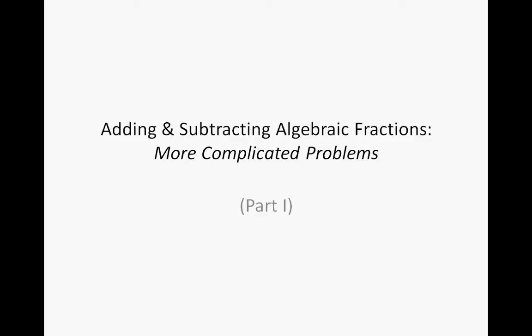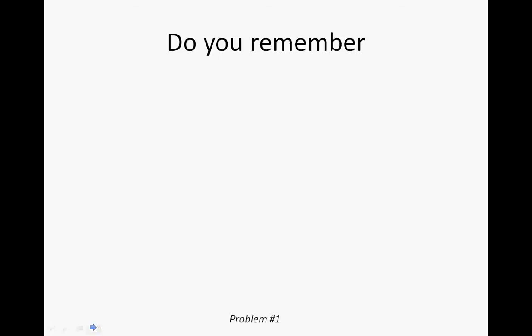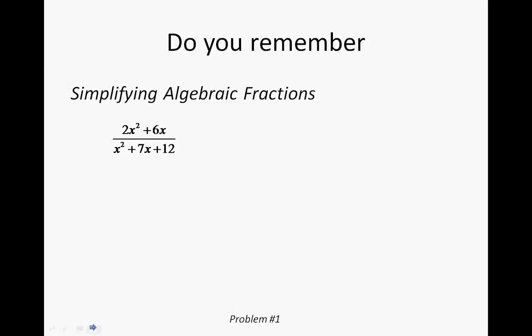But before we do it, I want you to work a couple of example problems that might help you with our problems for the lesson. The first problem is on simplifying algebraic fractions. Here's the problem: 2x squared plus 6x over x squared plus 7x plus 12. I'd like for you to simplify this fraction by factoring. Remember, you factor the numerator and the denominator, and then you look for any common factors that you can cancel.